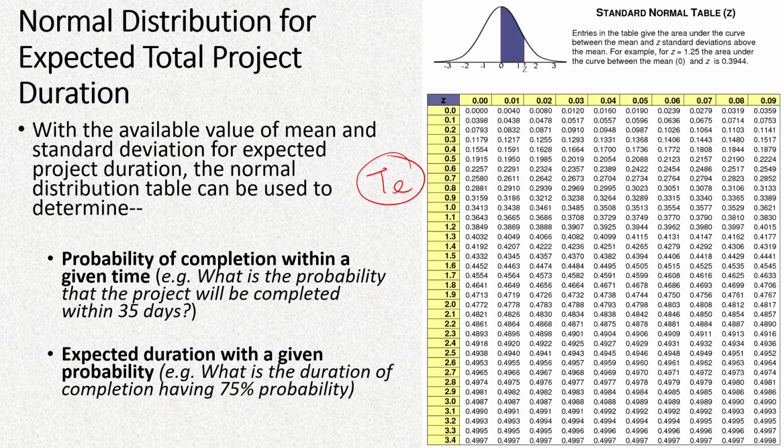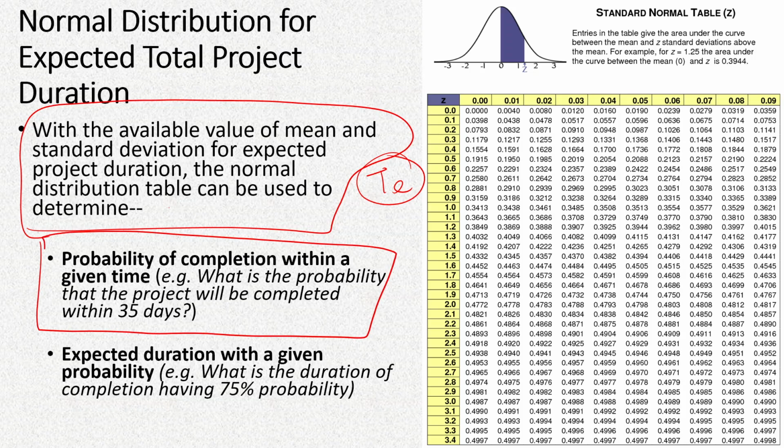So why are we doing it? It is to answer 2 different types of questions. One is, what is the probability that a project will be completed within a given time? Suppose we have estimated that the project will be completed within 40 days, which is the expected duration, but what is the probability of completing within 35 days, suppose, or in a duration of 45 days.